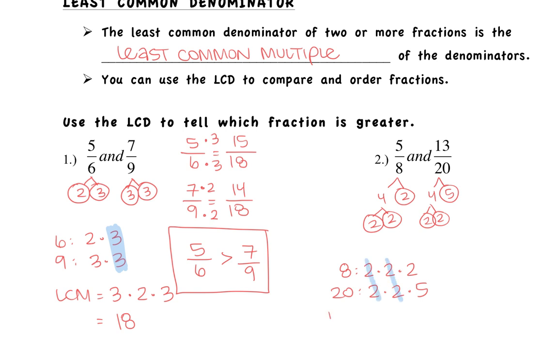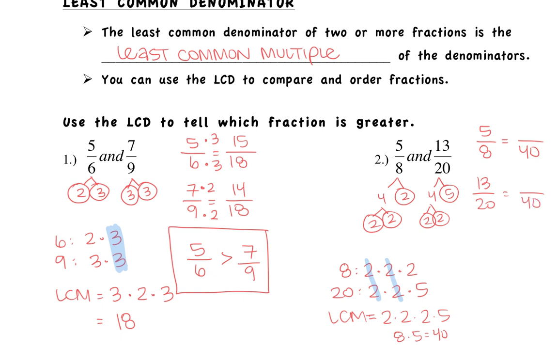So when I find their LCM, I take what they have in common, which is a 2 and a 2, what they have left over, which is another 2 and a 5. So this is 8 times 5, which is 40. So now I'm going to take both of these fractions and write them with the common denominator of 40, because again, it's much easier for me to compare if I'm comparing things that are broken into the same size pieces.